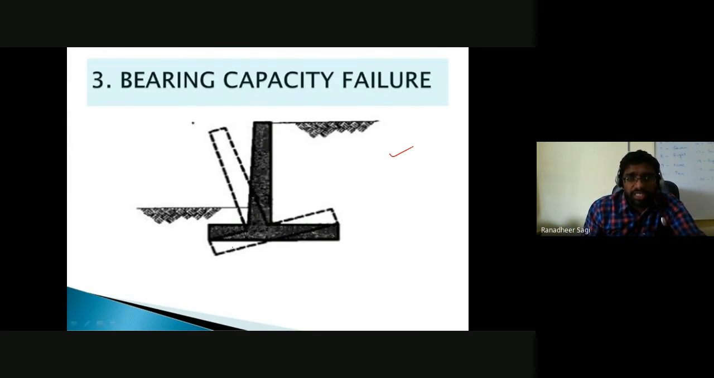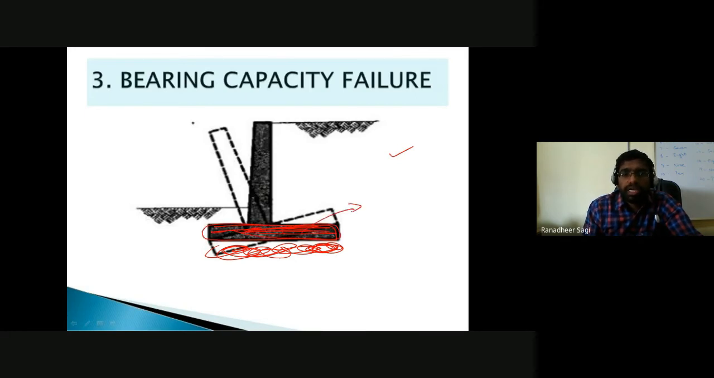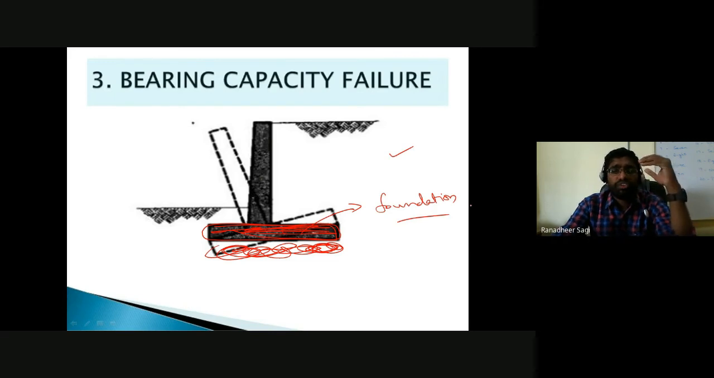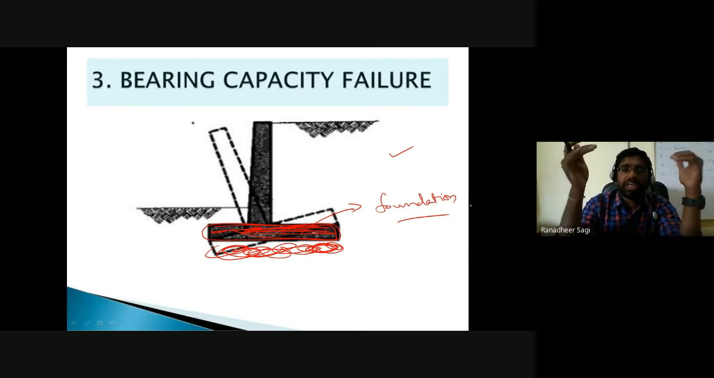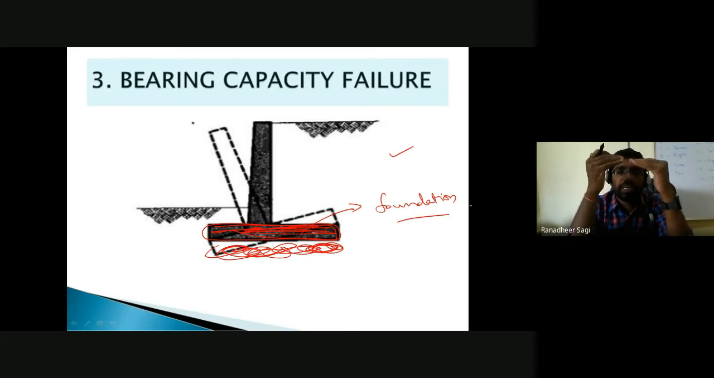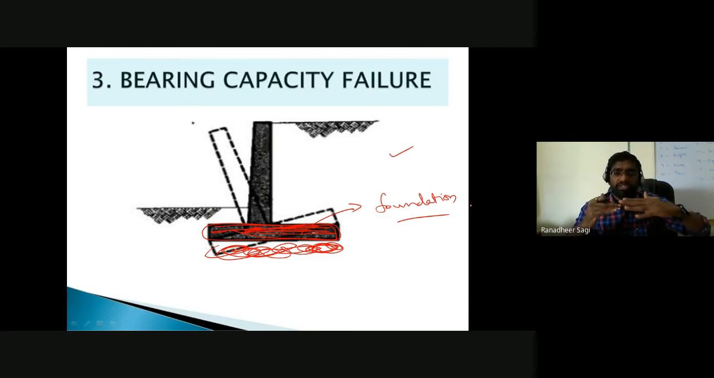The other possibility of failure is bearing capacity failure, as I mentioned. The soil below your retaining structure, because the base of the retaining structure acts like a foundation. So this is something like a foundation to your retaining structure. The load from the adjacent soil gets transferred onto the retaining wall, and from the retaining wall through its base, which we are calling the foundation here, onto the soil on which the retaining structure is resting.